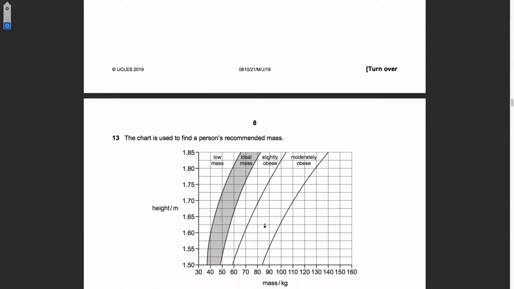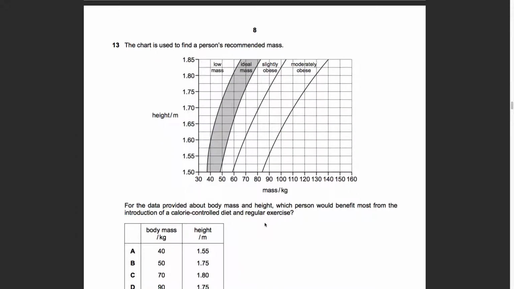So as I say, diagrams in biology come up a lot. Learning the arrangement of cells and even organs, say in the digestive system. Make sure you go over those and really get to know what's what.